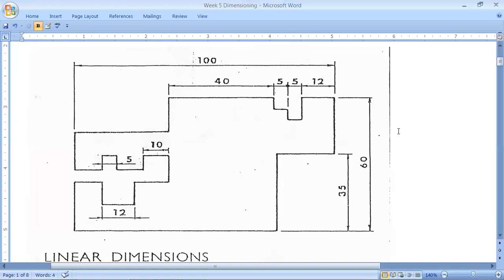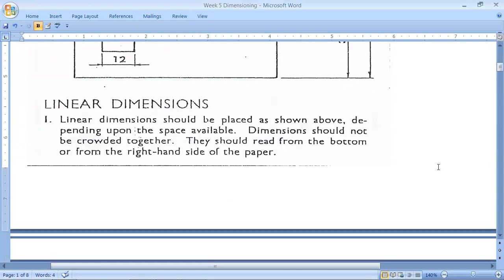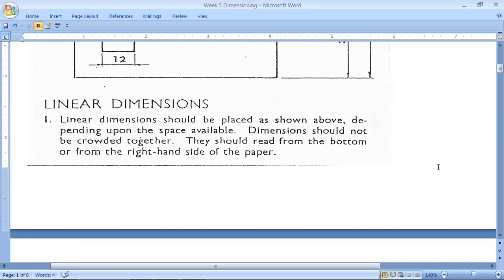That is for rectangular dimension, the most standard rules that we have to take into consideration for our drawing this week. These are for linear measurement. A little note here: linear dimensions should be placed as shown above, depending upon the space available. Dimensions should not be crowded together. They should be read from the bottom or from the right hand side of the paper, right? From the right hand side of the paper.